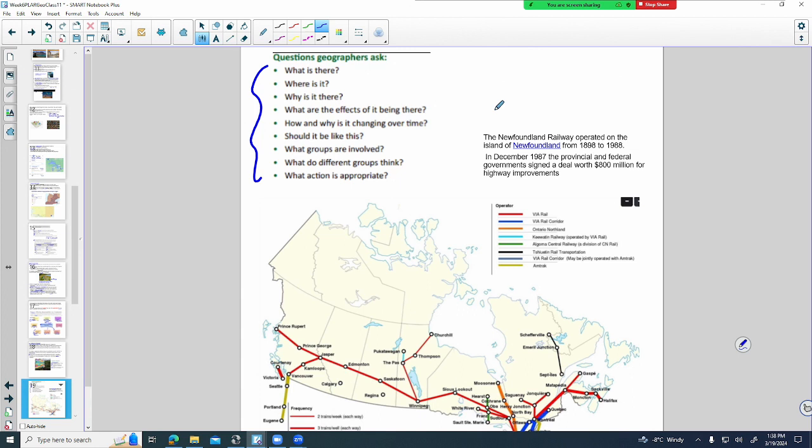So you see a map of Canada on the bottom of this slide. And this shows you the Newfoundland Railway that operated on the island of Newfoundland from 1898 to 1988. In December 1987, the provincial and federal governments signed a deal worth $800 million for highway improvements.